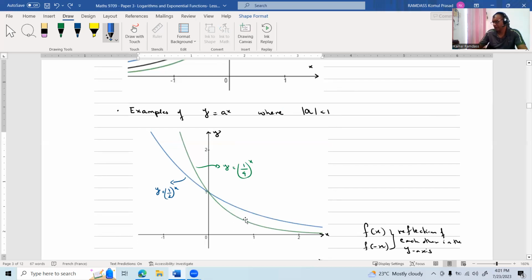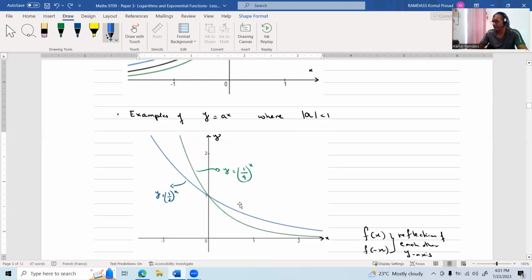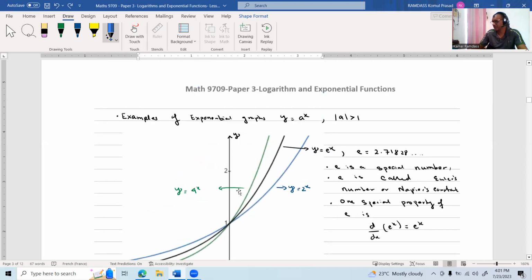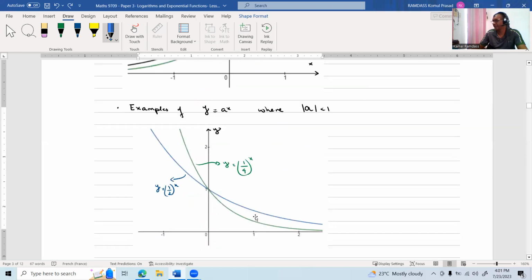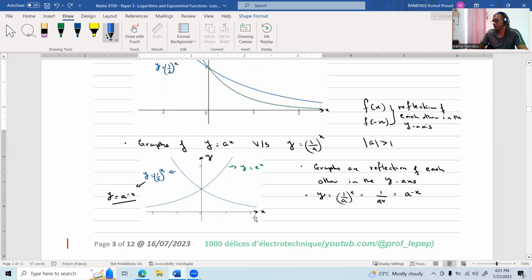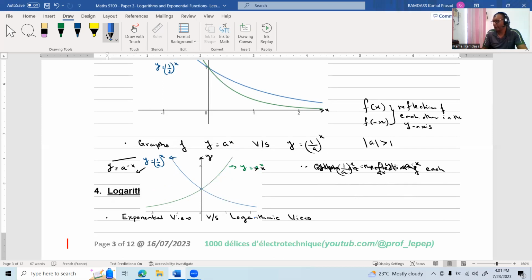Much higher up. It is like the opposite of this graph, a reflection, and we find that 1 over 4 to the power of x is a reflection of 4 to the power of x in the y-axis. And we look at the graph of y is equal to a to the power of x versus y is equal to 1 over a to the power of x, where modulus of a is greater than 1.